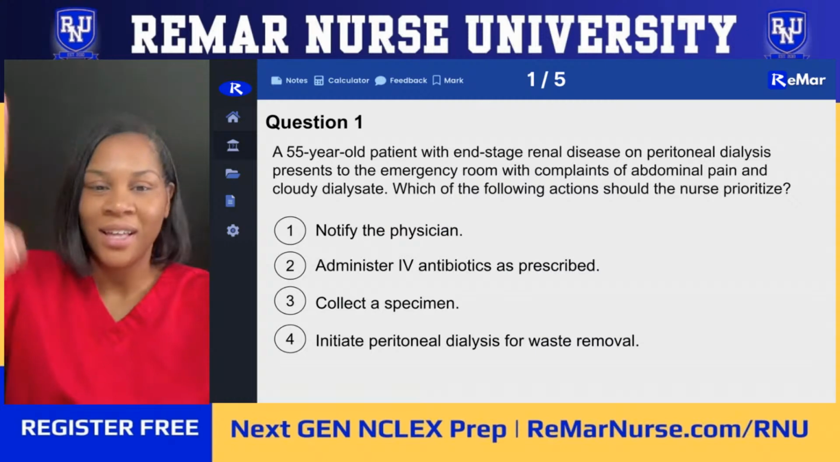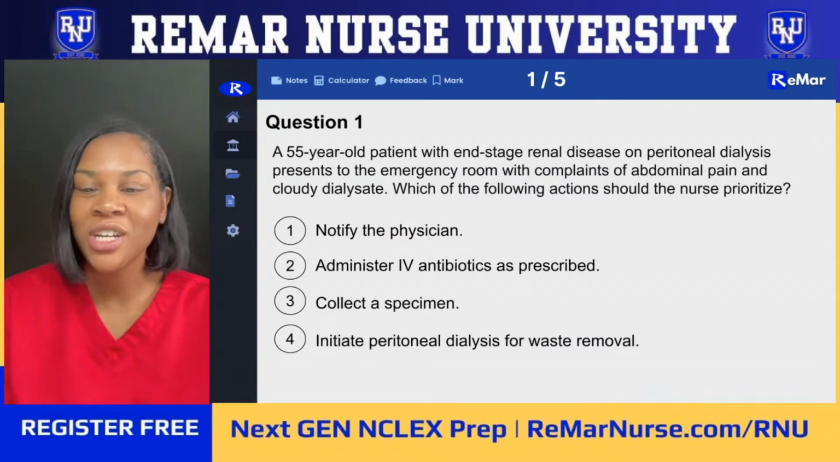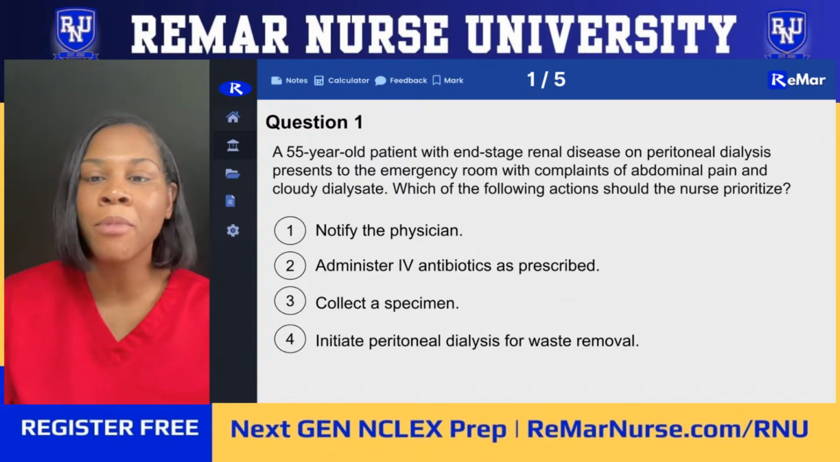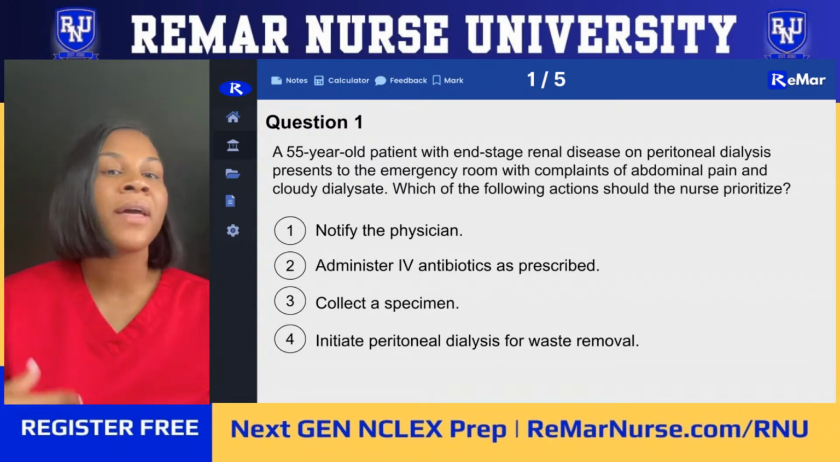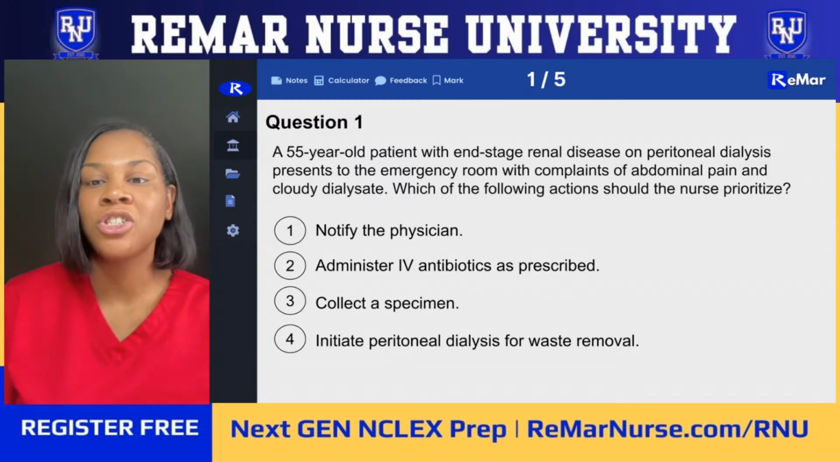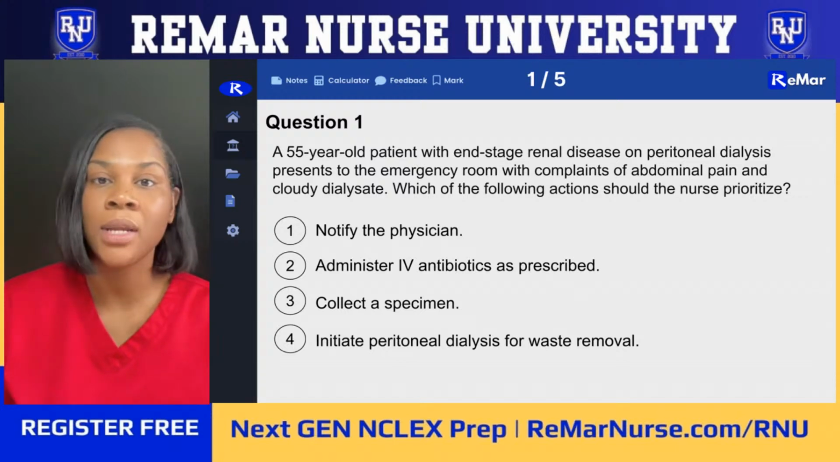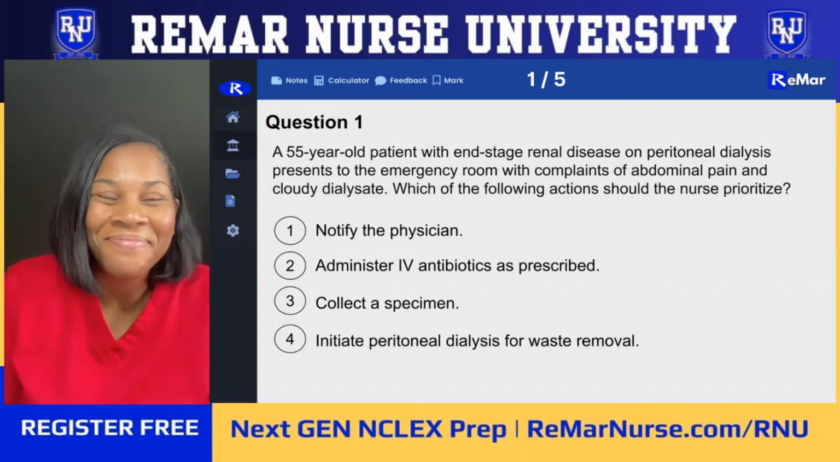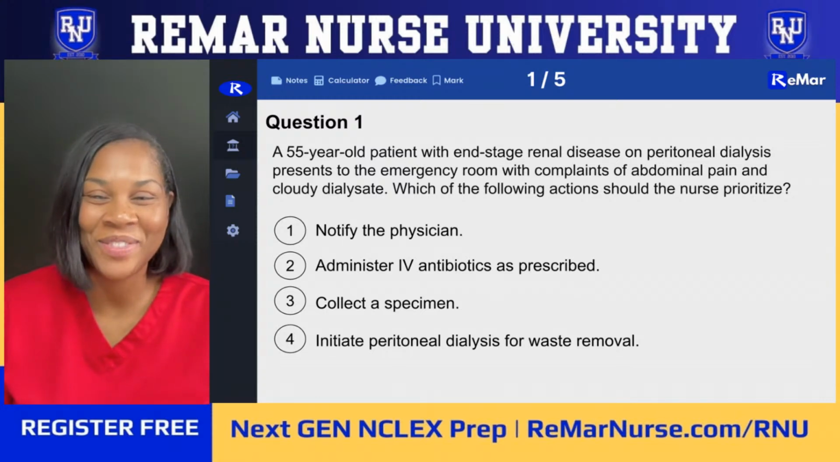First question is this. A 55-year-old patient with end-stage renal disease on peritoneal dialysis presents to the emergency room with complaints of abdominal pain and cloudy dialysate. Which of the following actions should the nurse prioritize? Number 1, notify the physician. 2, administer IV antibiotics as prescribed. 3, collect the specimen. 4, initiate peritoneal dialysis for waste removal. What do you think?